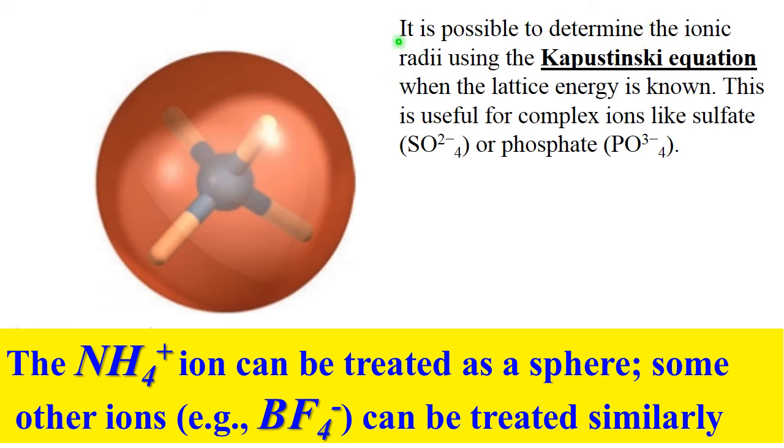Now it's interesting that it's possible to determine ionic radii when lattice energy is known but the radius itself is not. This is useful for complex ions like sulfate, SO4 2 minus. It's not spherical, but we can talk about an effective thermochemical radius of it, or phosphate. Here's the example of the NH4 ion. Again, it's not a sphere, but it can be treated as a sphere. So you can do the same calculations and estimate the radius of the NH4 ion.